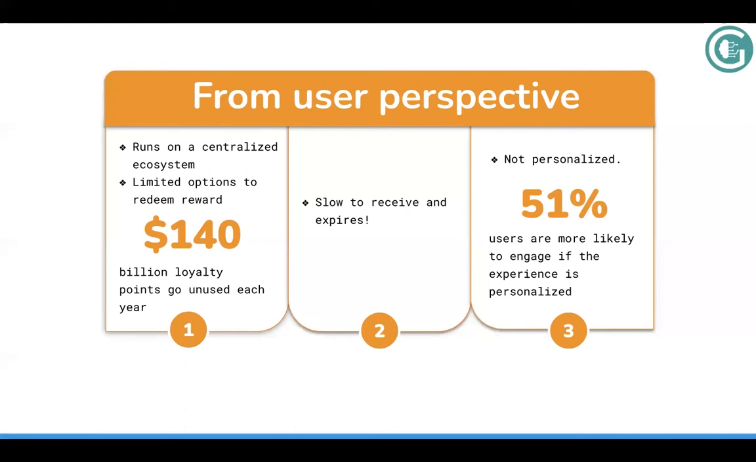The second problem from the user perspective is that sometimes these rewards take a long time to receive. It obviously depends on what kind of system it is. And also, in some cases, it expires. So after earning the reward, if you do not redeem it in a certain timeline or time period, it will vanish from your account, which is certainly not a good experience for me or you or any end user who receives rewards from these centralized reward programs.